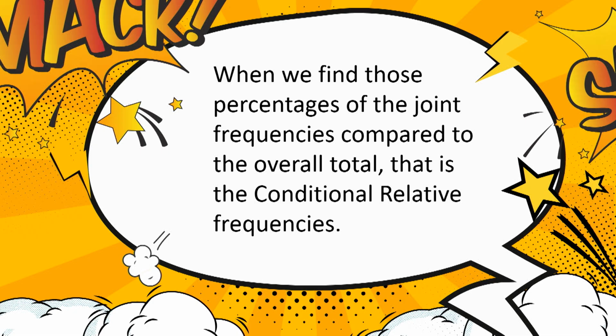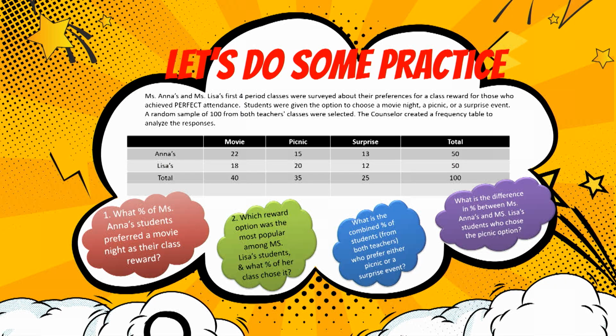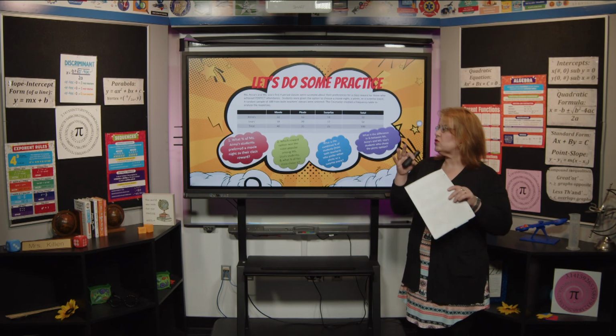When we find those percentages of the joint frequencies compared to the overall total, these are our conditional relative frequencies. To determine if there is a relationship between the two categorical variables, look at the conditional relative frequencies. If the conditional relative frequencies differ considerably, it suggests there's an association or a relationship between these two variables. So let's look at a problem to see what we're talking about with this relative frequency.